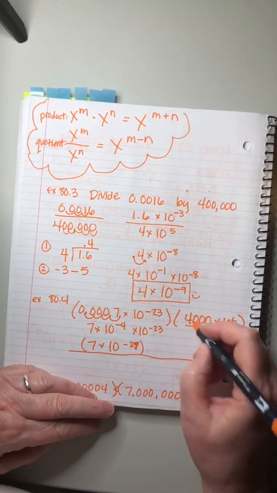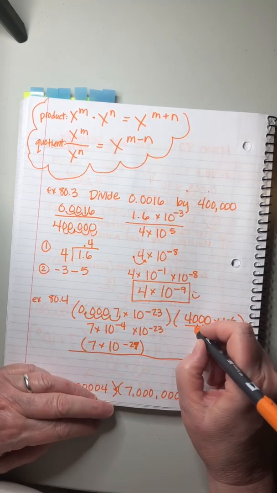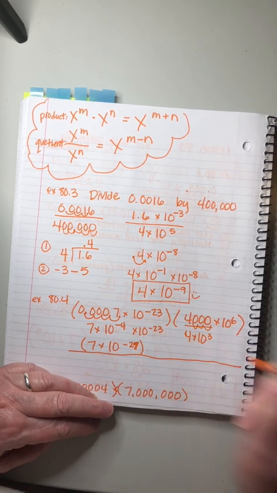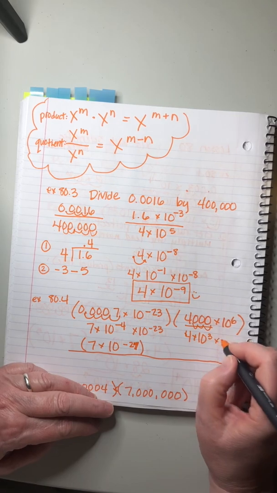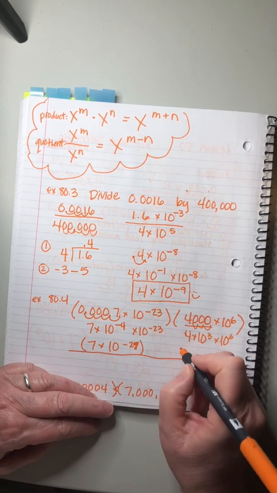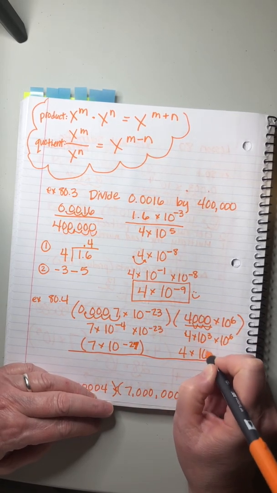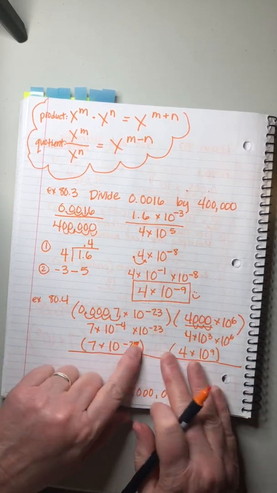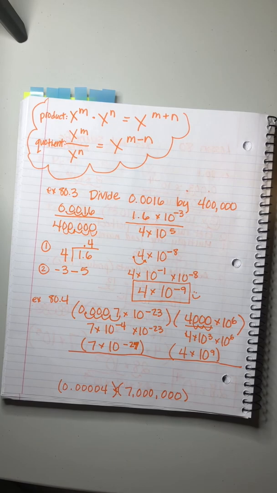Let's do the same thing here. 4,000, 1, 2, 3. 4 times 10 to the third. Then we combine it with the 10 to the 6th. 4 times 10 to the 9th. Are you sort of getting the vibe of this? Now, I don't need that space in between, but that's just how it worked out. It's fine. I'll leave it like that.